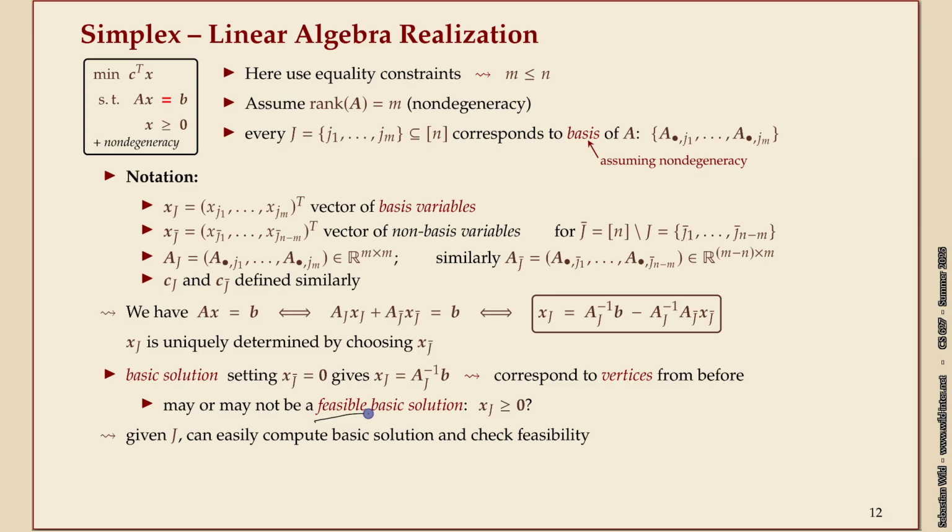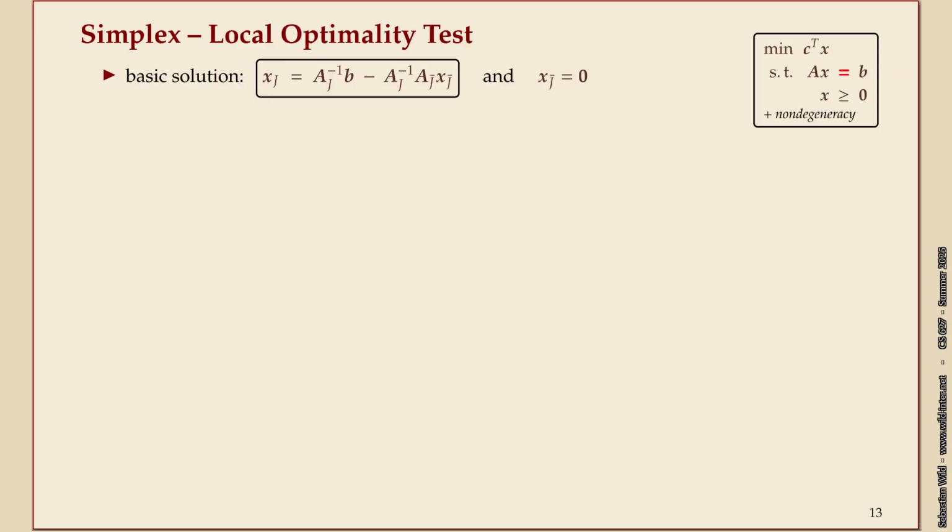So to wrap up this slide, if you're given a selection of columns, any m columns out of the n variables, you can compute the basic solution and you can check whether it's feasible. Just check if it's larger than 0. Now the last bit is to make this step in Simplex, check if we're optimal already, and if not, make an improving step. And that is easy from where we are now.